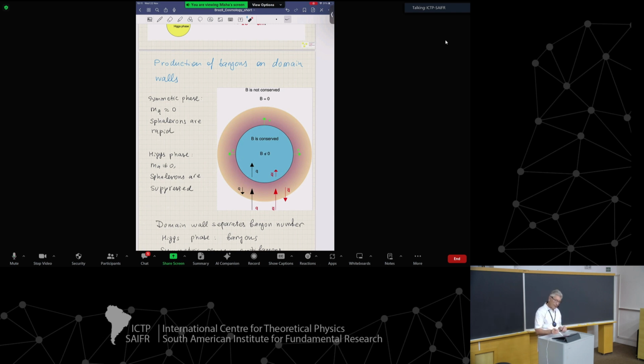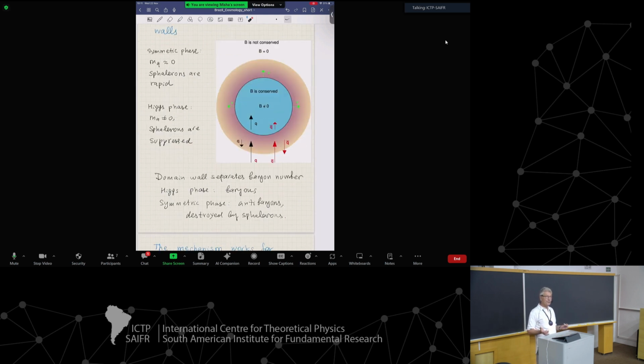And now, inside the bubble, baryon number is conserved, so nothing happens with these quarks. Outside the bubble, baryon number is not conserved, and this mismatch between quarks and antiquarks disappears. Okay, so this is the idea. And then when the bubble fills the universe, it transforms everything into a state with non-zero baryon asymmetry. Okay, so this is a qualitative description of the process.